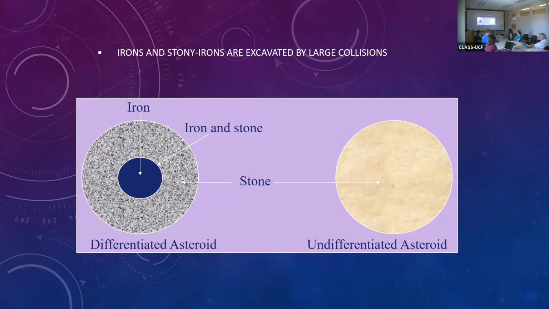I know y'all remember this picture. This is just showing you the difference between a differentiated asteroid and an undifferentiated asteroid. With the differentiated asteroid, you have the heavier elements, the iron, at the core. At that boundary you have the iron and stone, and then the stone, the lighter elements, on the crust.